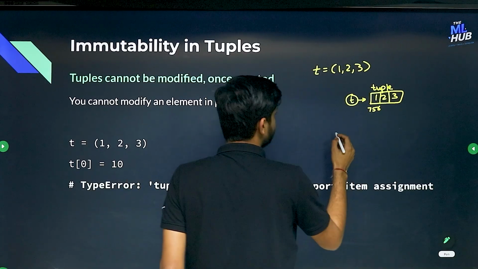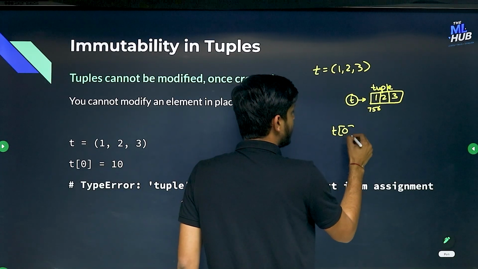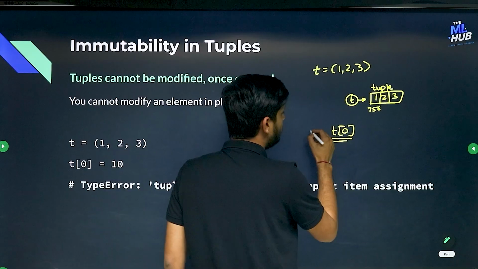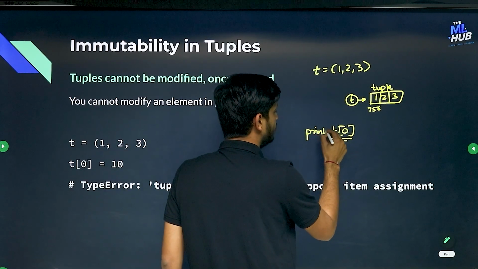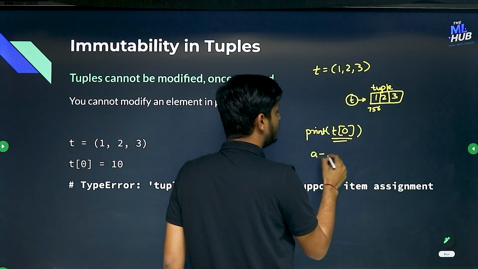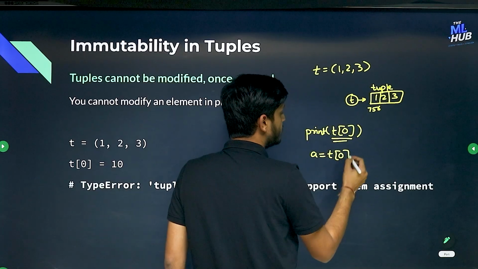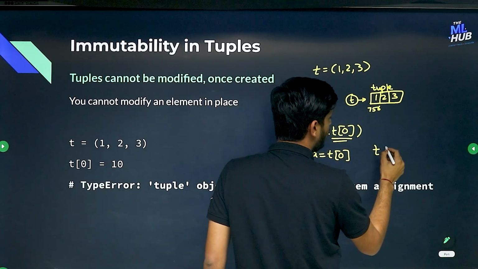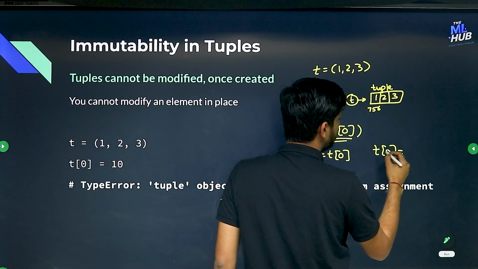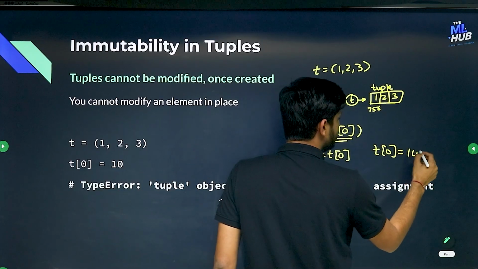Now when you say t of 0 is equal to 10, so we can access and see the element. You can print the element. That is okay. And you can even assign it into some other variable. That is also okay. But you cannot change it. So we cannot do item assignment. So if you say t of 0 is equal to 10, this will give you error.